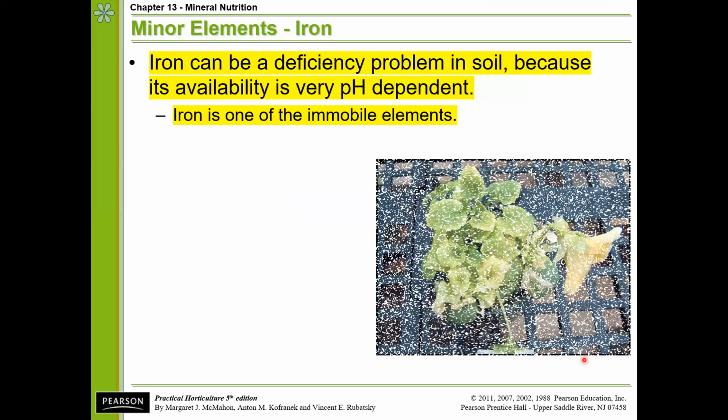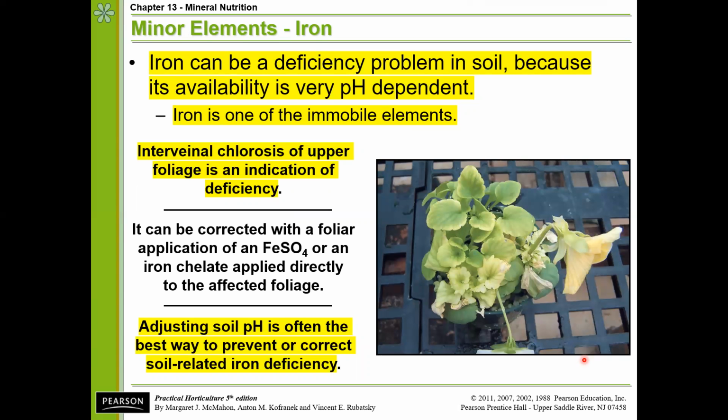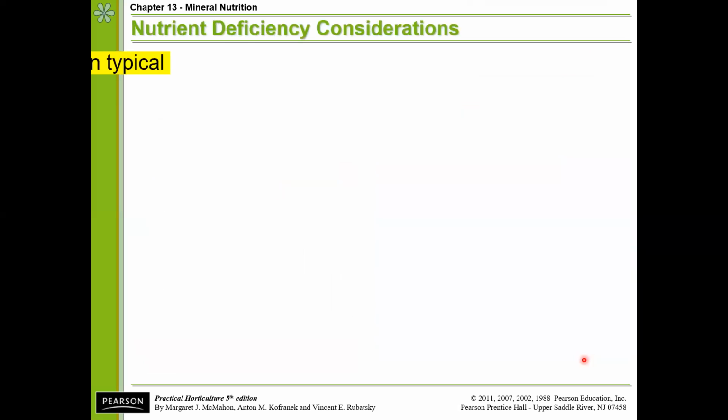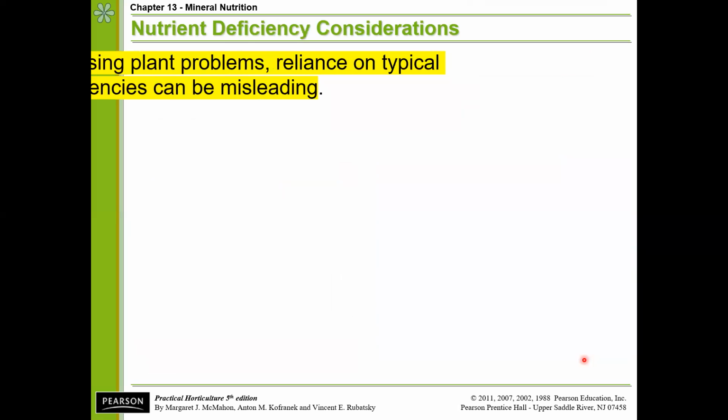And for iron, Fe, it's because it's very pH dependent. It is an immobile element, so instead of seeing it in the older leaves, we'll see it in the newer leaves. So we also see that interveinal chlorosis, but that is a way to distinguish it from other deficiencies like nitrogen or magnesium, because it's in the new leaves rather than the old leaves. And adjusting soil pH is often the best way to correct soil-related iron deficiencies.